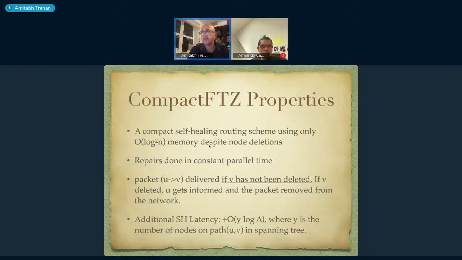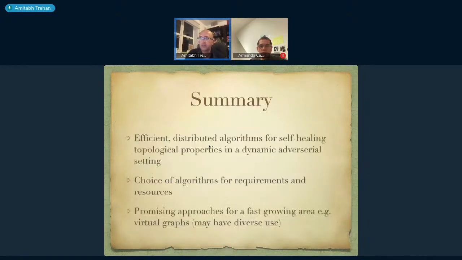So that's basically it. This gave us a scheme with a sort of functional self-healing, which uses order log square n memory despite no deletions. And you can deliver a packet if the destination has not been deleted. If it's been deleted, you can still get a message that it's been deleted, and you pay for some extra self-healing latency, which is basically the size of these trees you put in, log delta. So you pay a little bit extra time to reach, but it works. So, right, that's basically it.